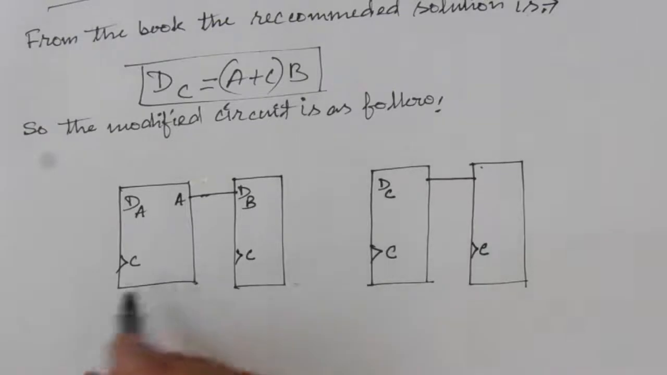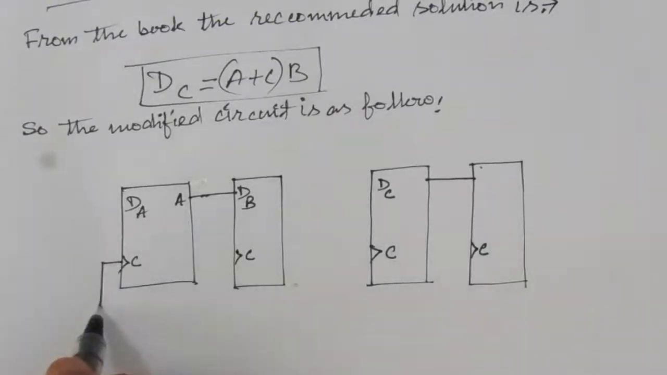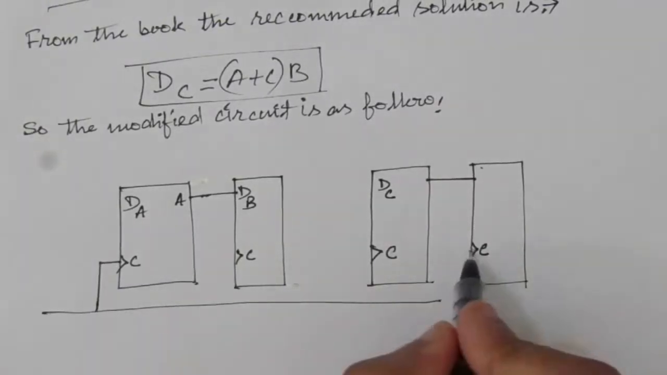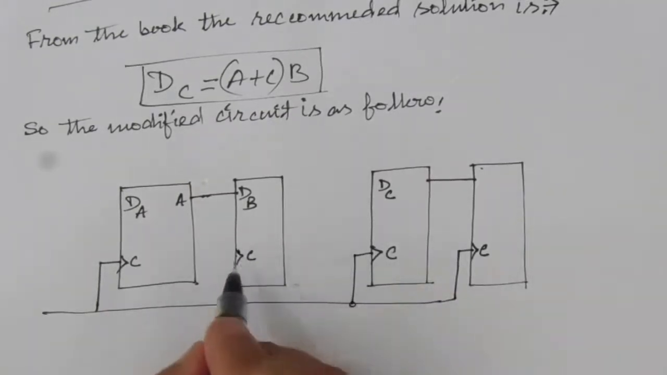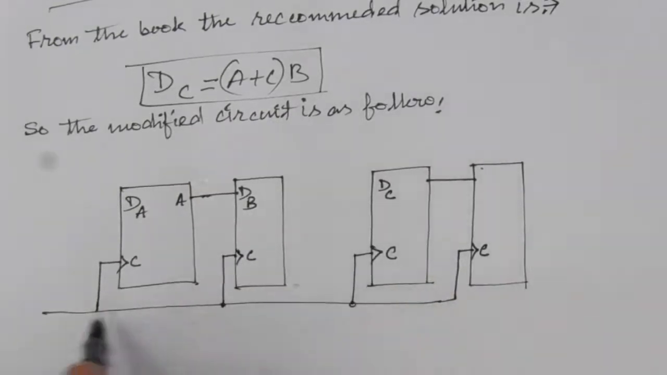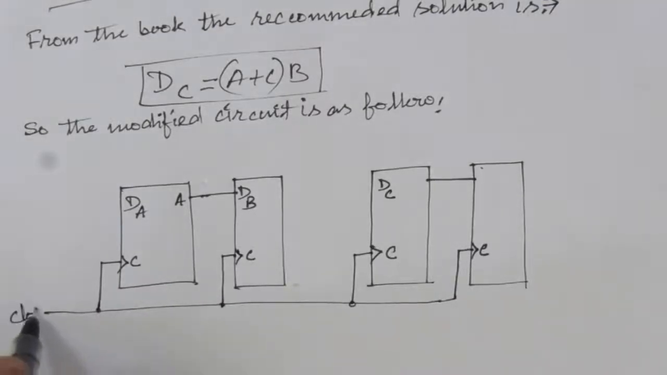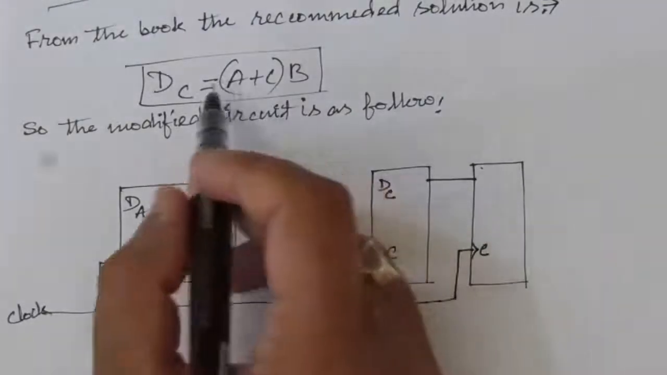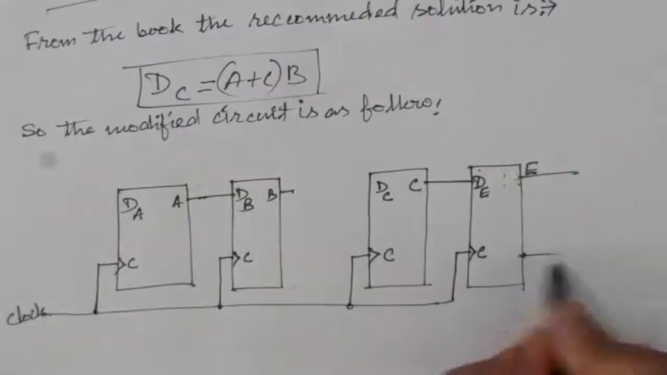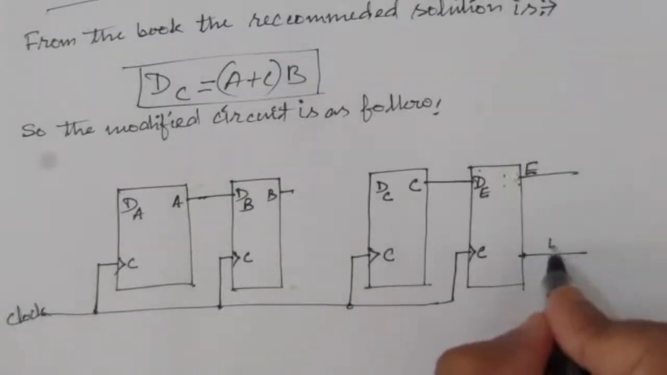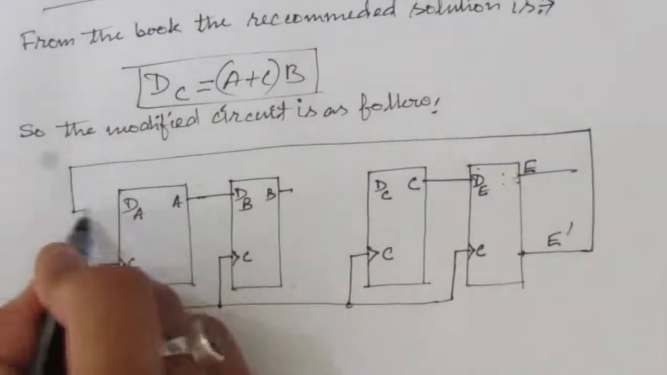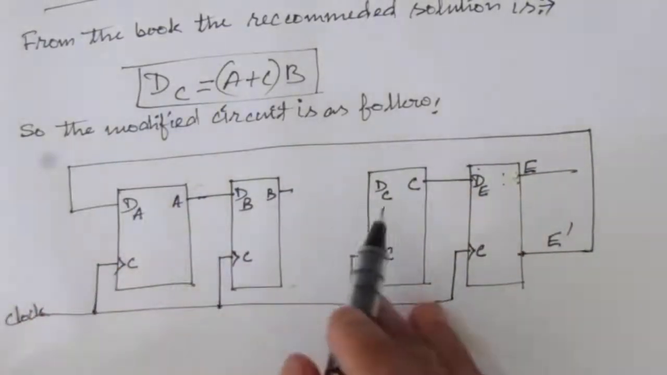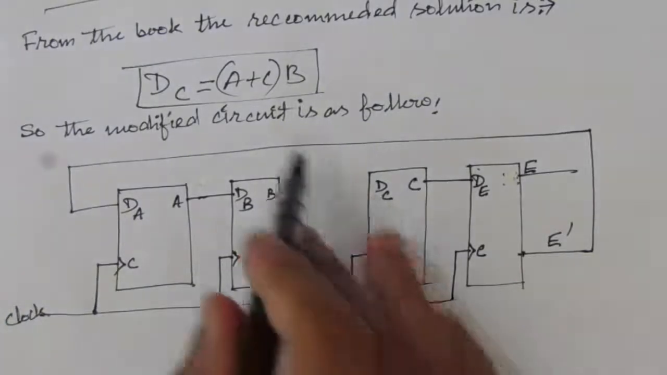We connect this clock input to a common clock because it is a synchronous circuit, so we directly connect all the clock inputs. Here we have the clock. We have to modify this C input with the given equation, so we keep this output as it is. This is E complement, so you connect it directly to this input. This part will remain the same. Only now we have to modify this DC input with this equation.